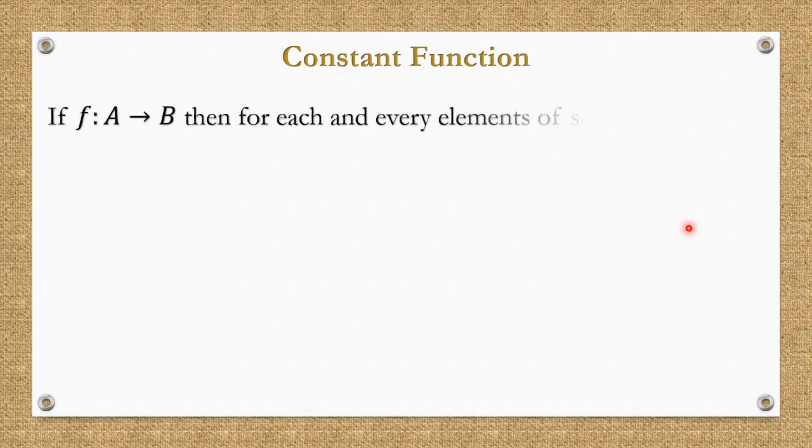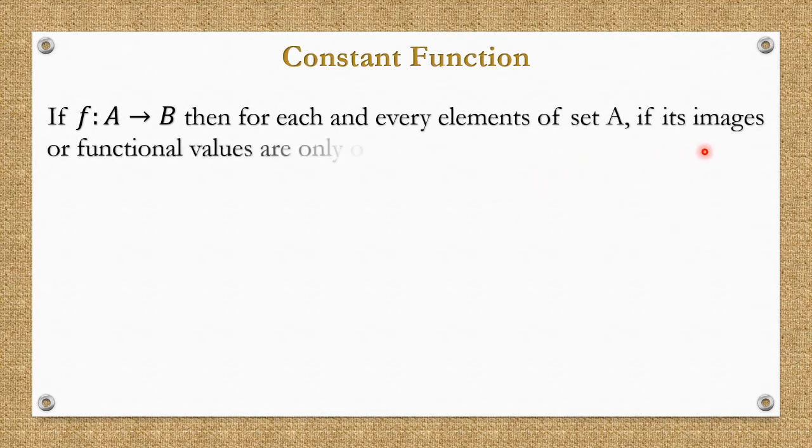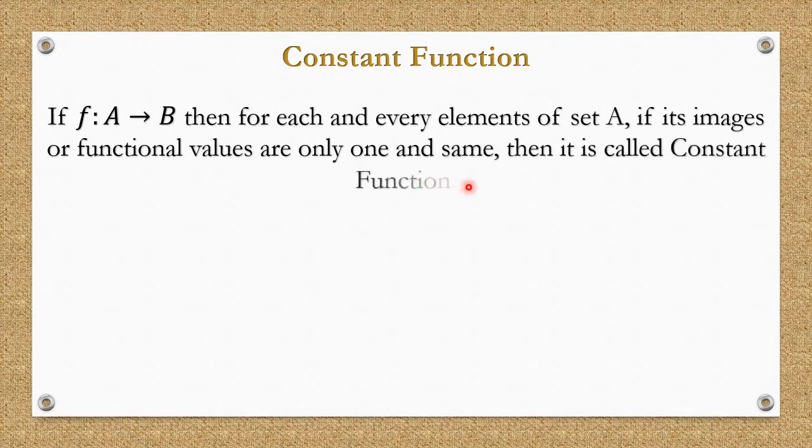And according to our syllabus, the last type, constant function. If f is a function from set A to B, then for each and every element of set A, if its images or functional values are only one and same, then it is called constant function. What I mean to say here is that if all of the images or all of the functional values are same, then we call it a constant function.